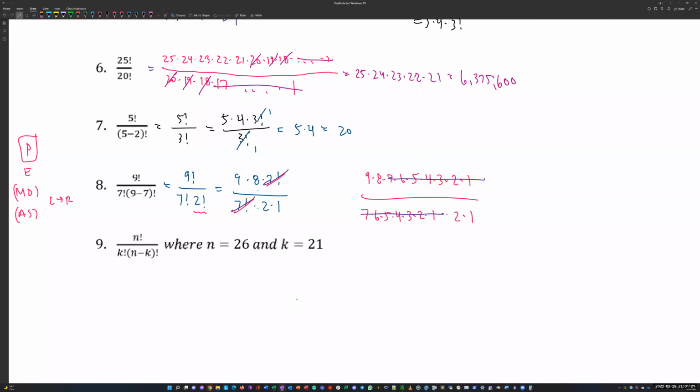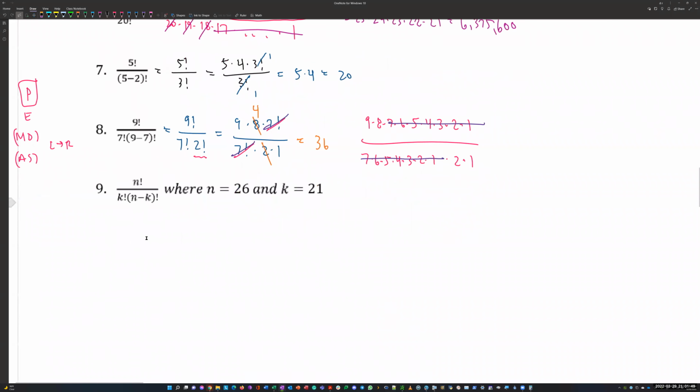All right, now, the only thing is we still have more stuff to cancel. The 2 has to cancel with the 8, we get 4. Is that right? 2 goes into 8 4 times. 9 times 4 is 36. So that's what they want us to do. Does that make sense?